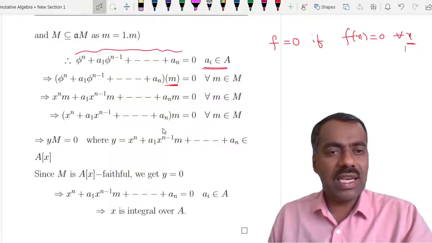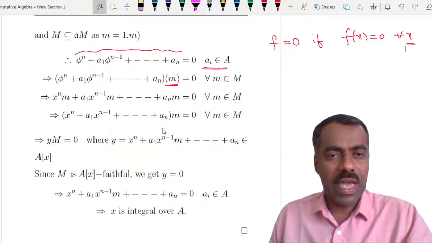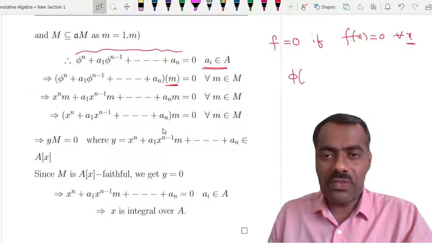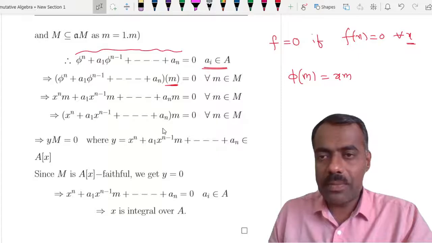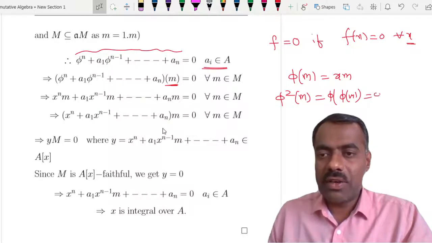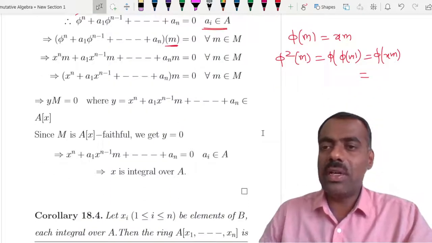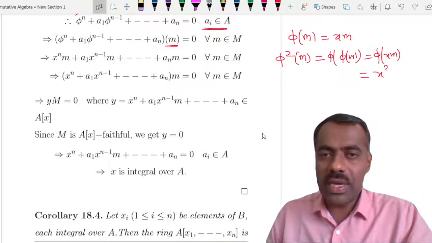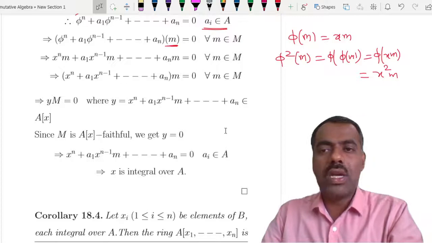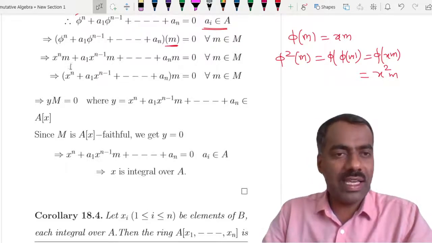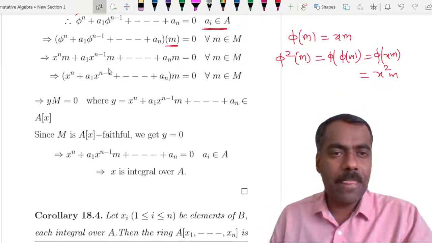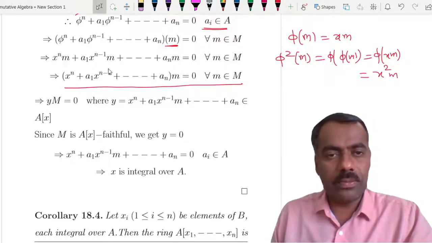And if you take inside this x phi n of m, because phi of m is xm, then what is phi square of m, which is phi of m? This is nothing but phi of xm, right? When x comes out, m will go again to xm, so you get x square m and so on. So in particular, phi n of m is x power n m plus a1 and so on. So if we simplify this, we get this one, right?